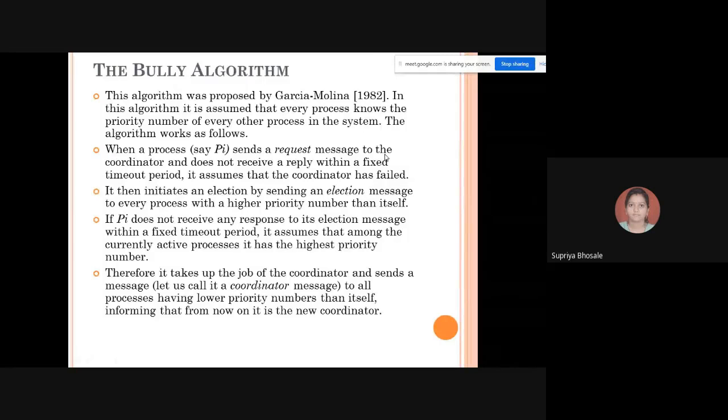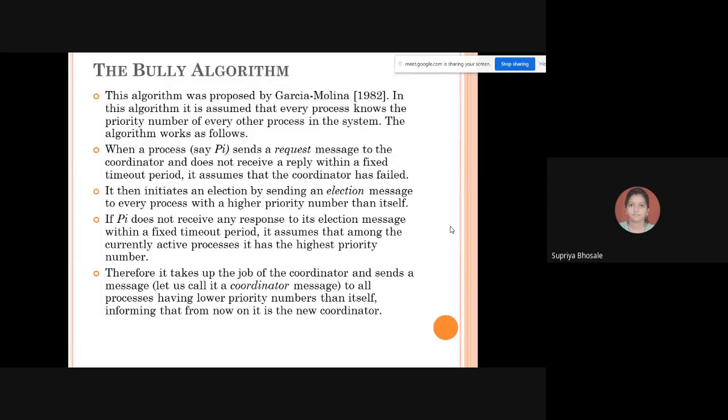In this algorithm, it is assumed that every process knows the priority number of every other process in the system. The algorithm takes place in such a way that the first step is when a process, say for example Pi, sends a request message to the coordinator and it does not receive any reply within a fixed timeout period, it assumes that the coordinator has failed.